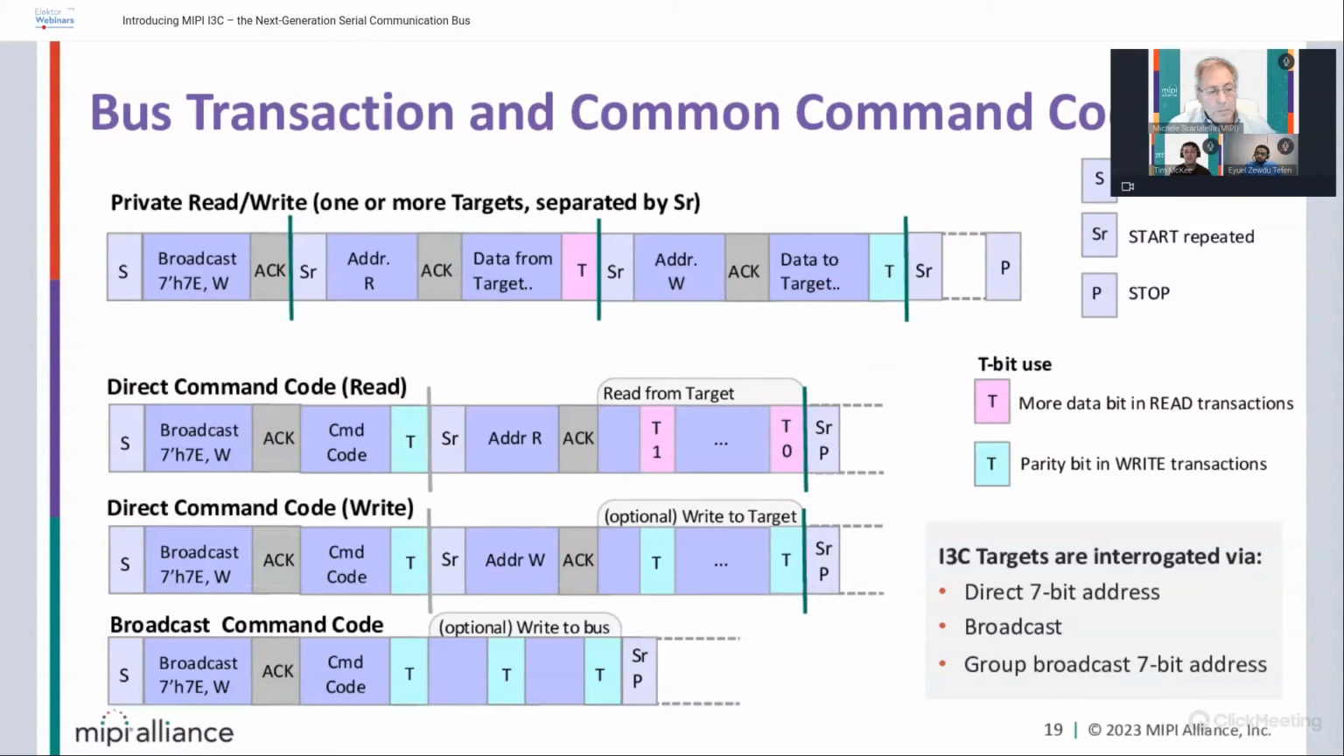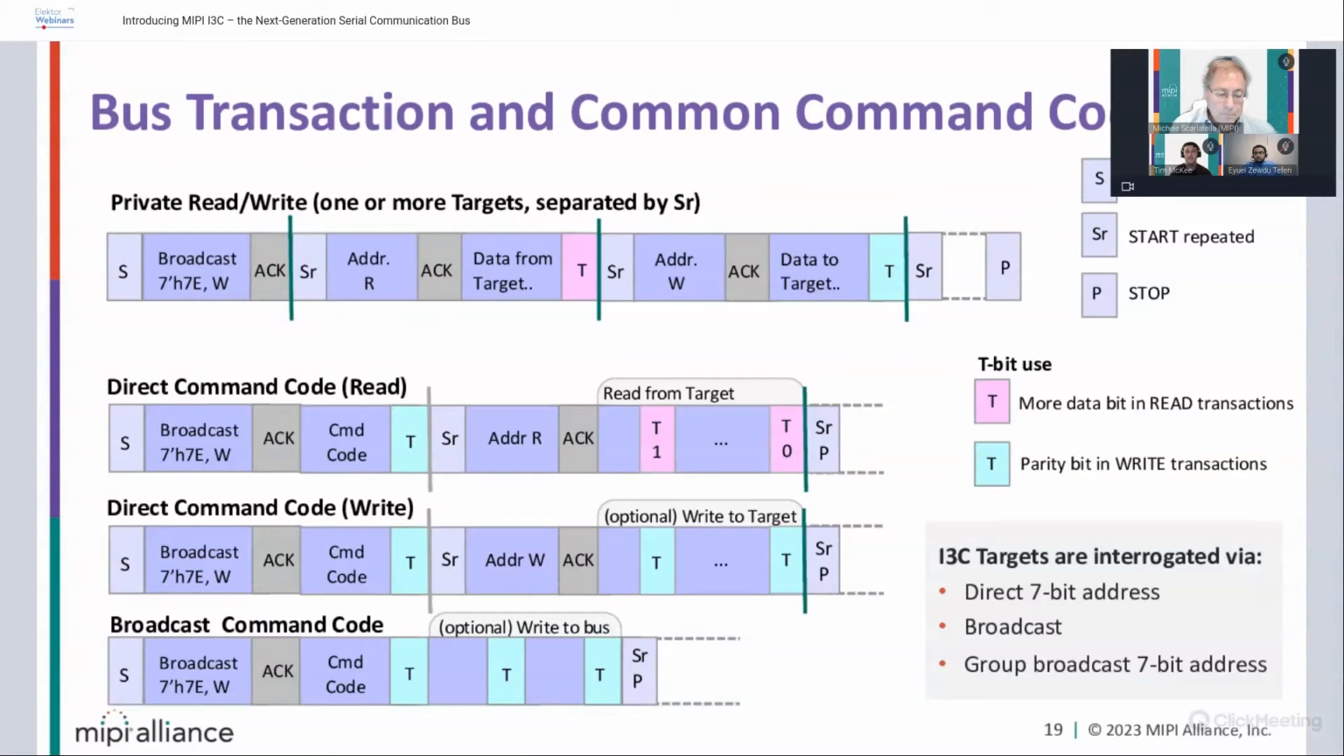So basically, after the broadcast probe that you do, you can do a repeated start. At this point, it behaves exactly like I2C. So you want to read something from a target, you issue the address, and you get the acknowledge in open drain. At this point, I3C diverges from I2C in the sense that for all the subsequent reads, the acknowledge is not used anymore. It is replaced with what we call the T-bit.